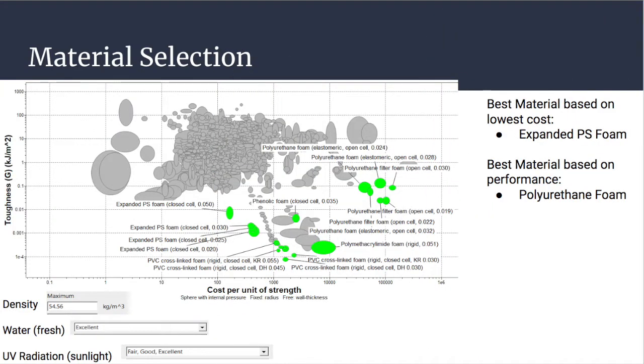This slide shows our graph where we chose our material. We based it off cost per unit of strength versus toughness, and we added limitations to density, fresh water, and UV radiation. So we chose the best material for low cost would be expanded PS foam, and the best material based on performance would be polyurethane foam.